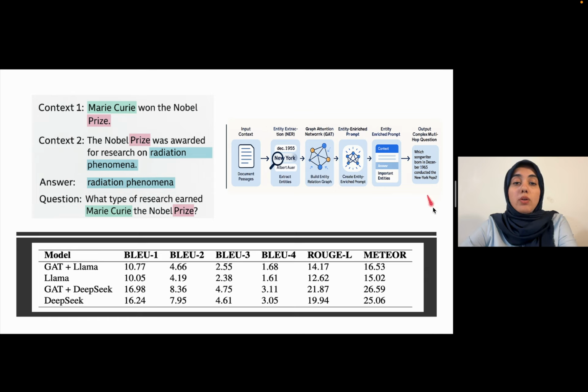To evaluate our method, we use standard automatic evaluation metrics, including BLEU-1 to BLEU-4, ROUGE-L, and METEOR. These metrics help assess the quality and relevance of the generated questions. The results show that incorporating the GAT into the prompting process leads to consistent improvement across all metrics compared to using the language model alone.